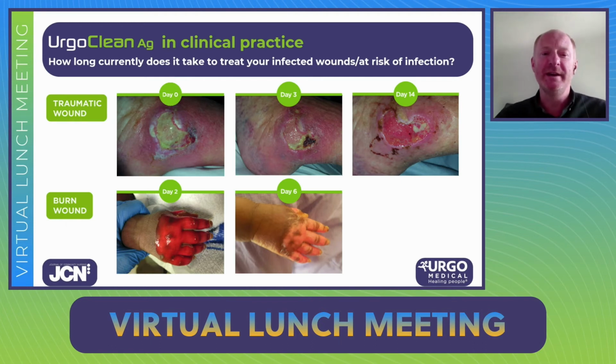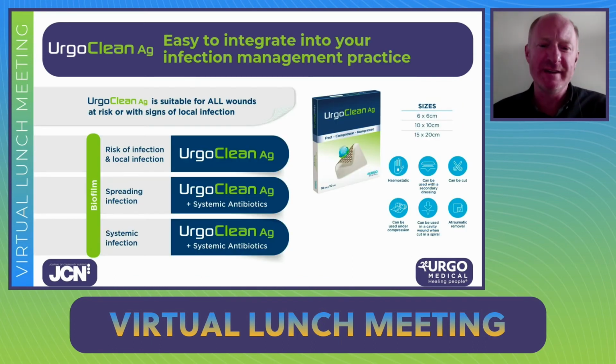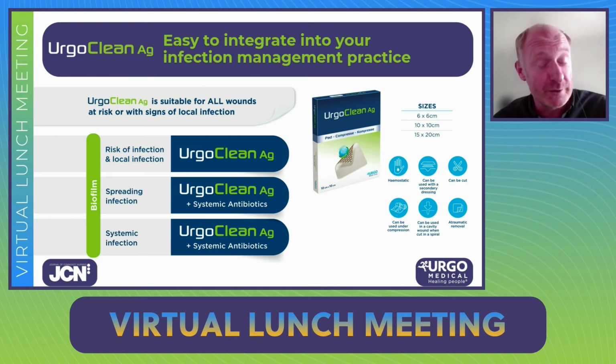So UrgoClean Ag is really easy to integrate into your infection management practice. It comes in 3 different sizes. You can cut it if you want to. Now, we said earlier you don't necessarily need to cut it because it's safe on the surrounding skin, but if you want to use it in a cavity, you can cut it into a spiral and put it into a cavity. It's very, very atraumatic, as we said, on removal. Nothing is more atraumatic because of the unique TLC Ag complex. And you can use it under compression as well if you need to.